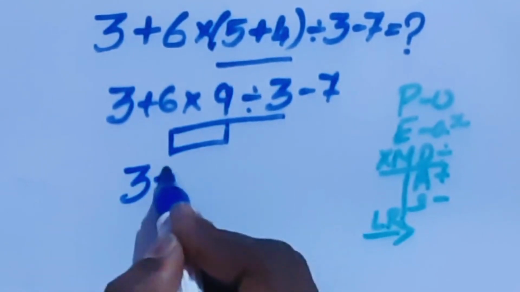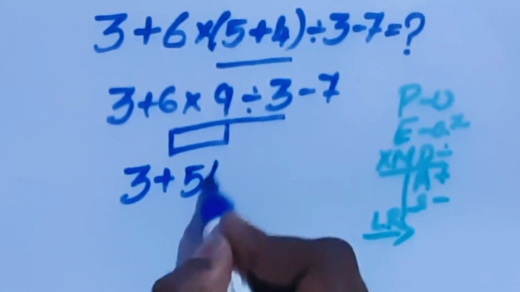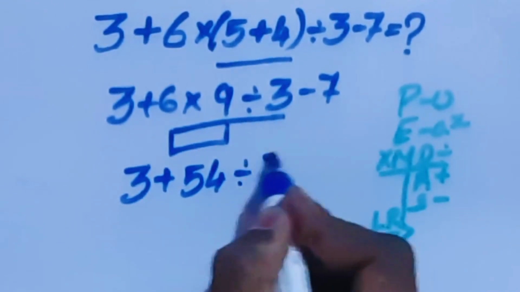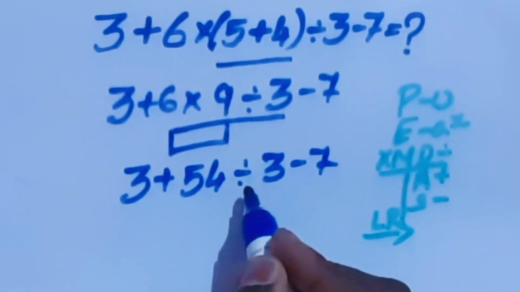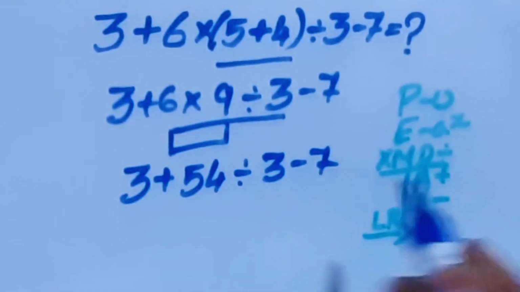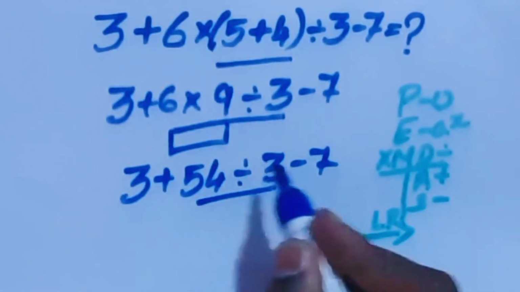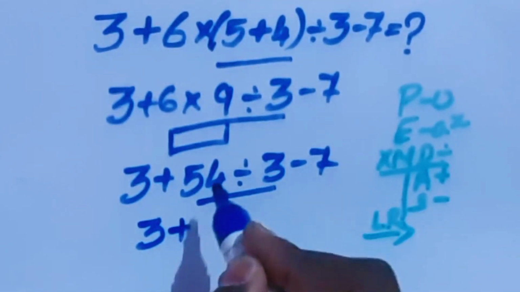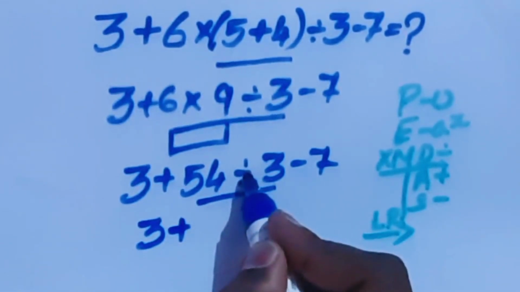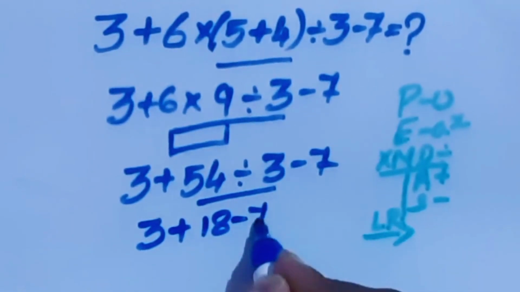So 3 plus 6 times 9 is 54, divided by 3 minus 7. Here we have division, which is higher priority than addition and subtraction as per the order of operations. So we have to do this division before the other operations. So 3 plus 54 divided by 3 is 18, minus 7.